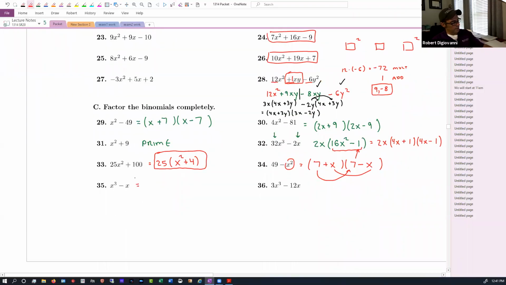Okay, on number 35, I would do a GCF first of x. I'd pull an x out first. And then once I do that, the x squared minus 1 is going to be x plus 1, x minus 1. So this piece here turns into those 2 pieces. But you have to pull that GCF out first.